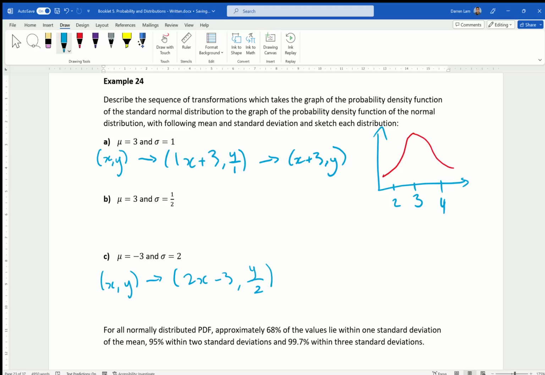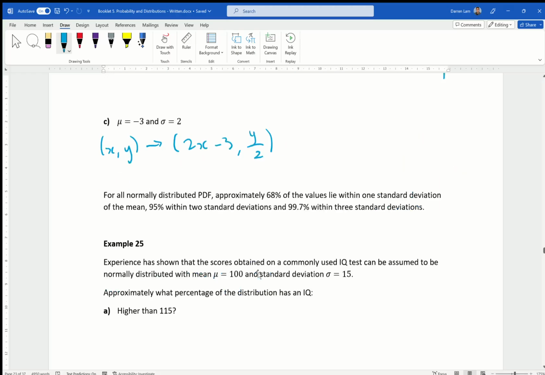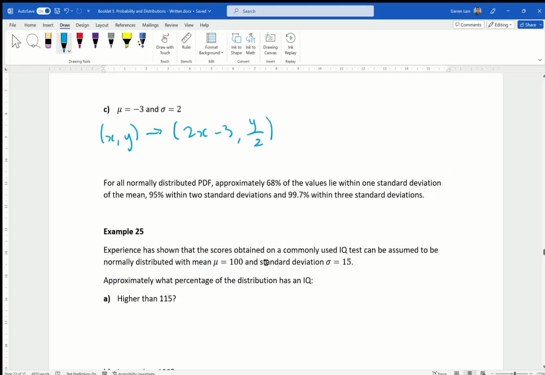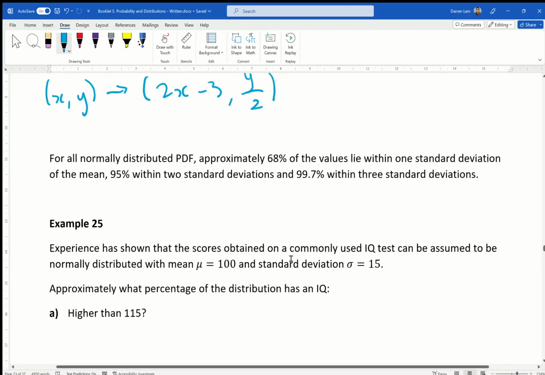That's less important than transformations. What's more important is the ability to apply them. That's really what VCAA is focusing on. This section here is pretty much the most famous part about normal distribution. So what I'm going to get you to do is copy down the 3 diagrams I'm drawing, or at least try your best to, because mine are going to be flawless, and then you try your best to copy down. So for all normally distributed PDFs, approximately 68% of values lie within 1 standard deviation of the mean. So what that looks like is this.